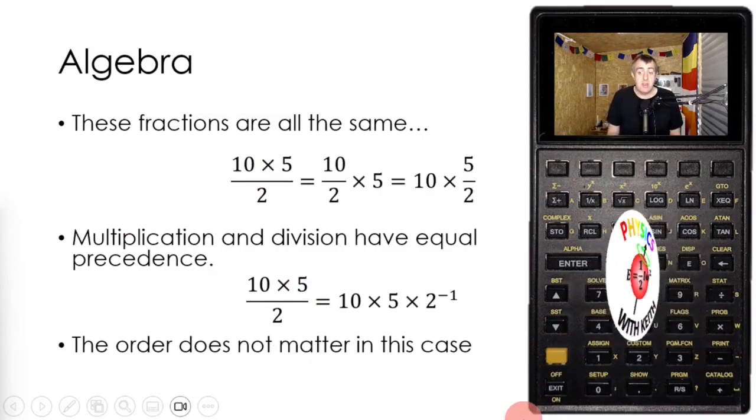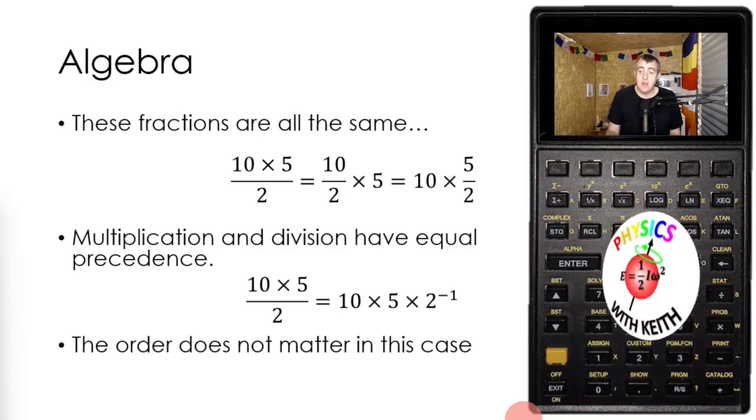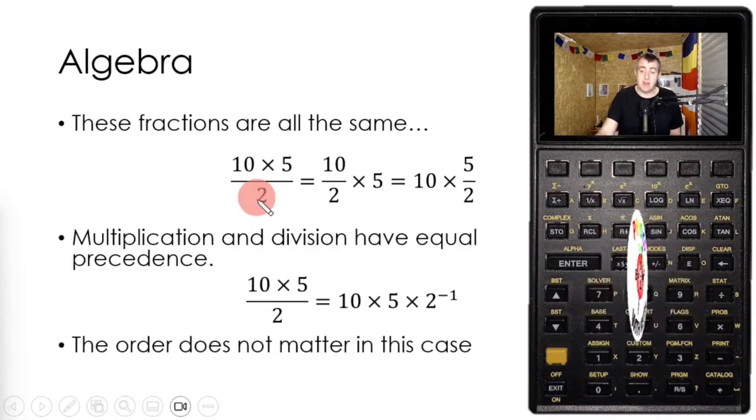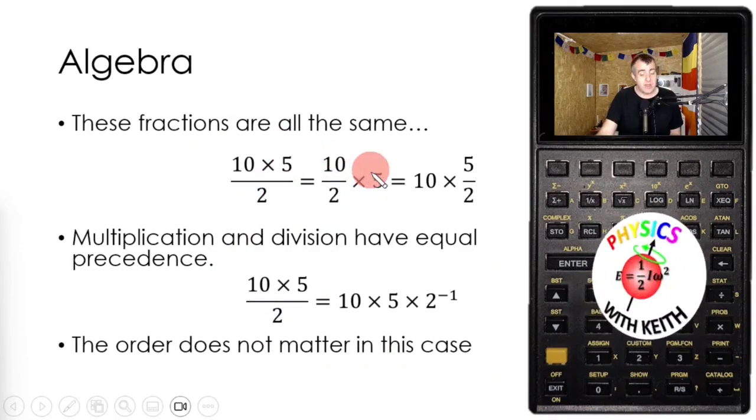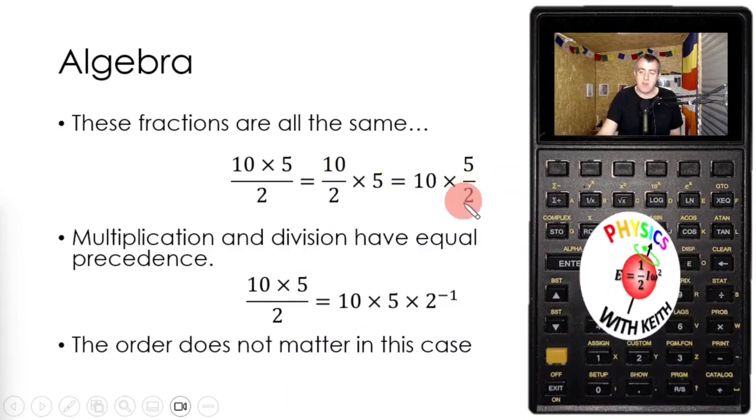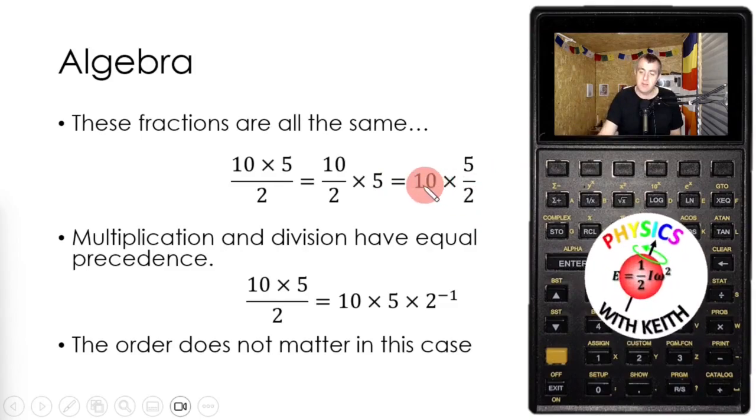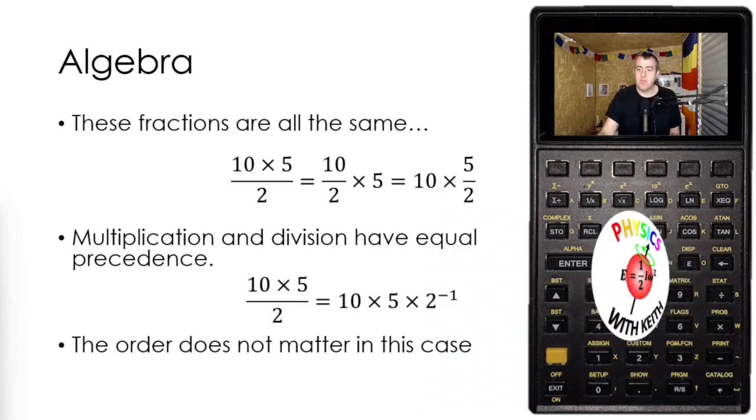You don't have to believe me. You can check it for yourself. They're all equal to 25. 10 times 5 is 50, divided by 2, 25. 10 divided by 2 is 5, times 5, 25. 10 times 5 divided by 2, sorry, 5 divided by 2 is 2.5, times 10. That's 25 again. They're all 25.